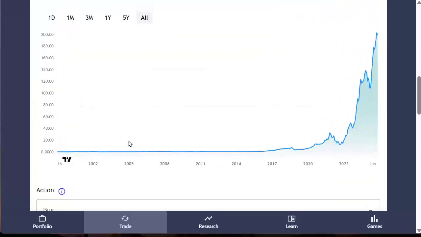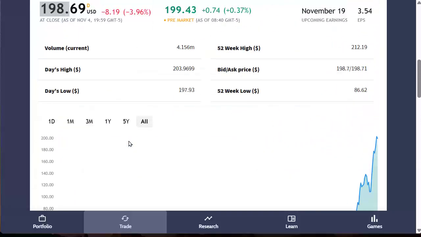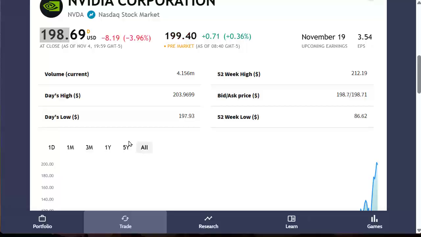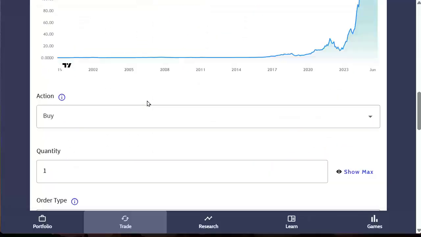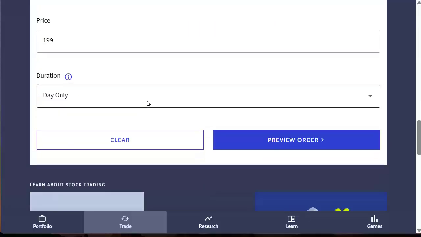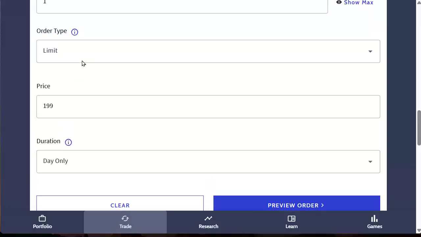That would be between 8:30 in the morning and 4 in the afternoon. And then the trading platform, Investopedia, will wait until the price goes down to $199. And then if it does, it will buy the one share. If it doesn't go down, it will not buy the share.